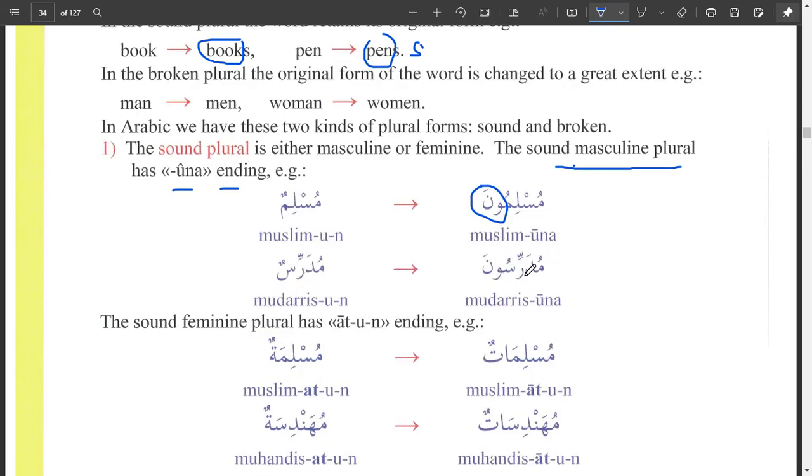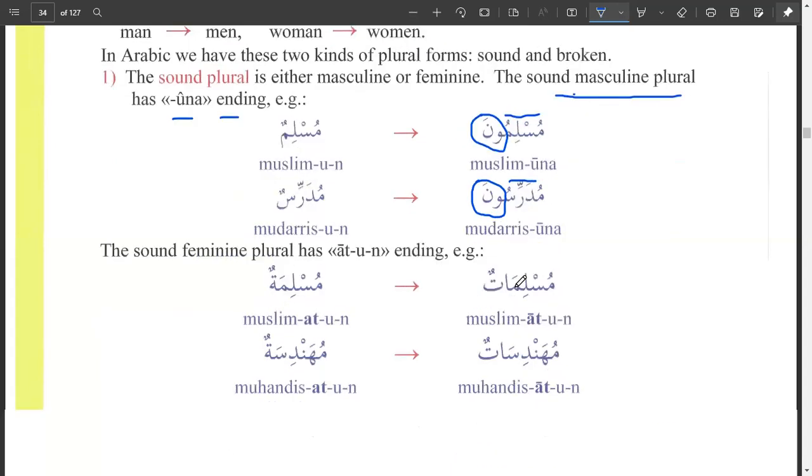Mudarrisun, mudarrisuna. So its ending when we pronounce it is una. This is sound plural, this is jama salim. Muslimun is still retaining its original form. Mudarrisun is retaining its original form. That's why we call them sound plurals.